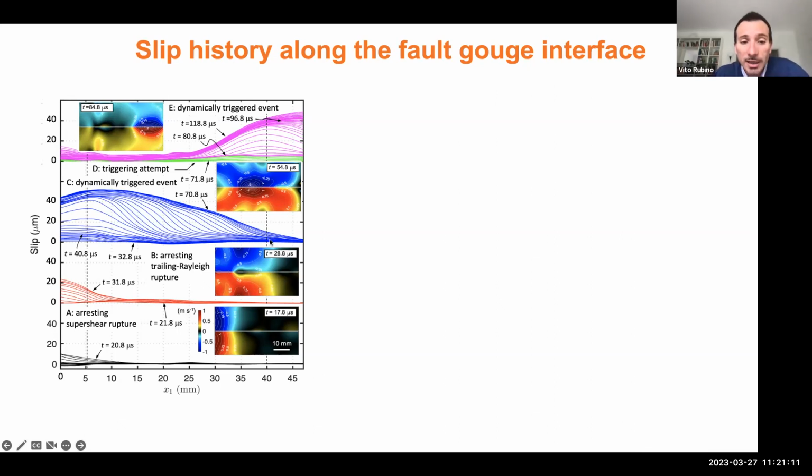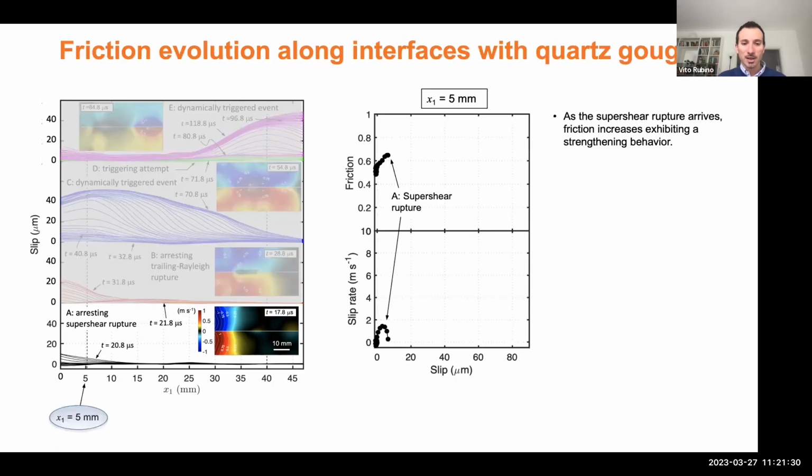And in the same region where it arrests, there is an attempt of nucleation, which is this bunch of green curves, but not very successful. And then we have this magenta curve, which is a successful nucleation attempt into yet another dynamic rupture. This is a very complex behavior, very different from what we saw with the analog material. So it is worthwhile studying gouge because it shows this richness of behavior, which is relevant to the material we want to study for earthquakes.